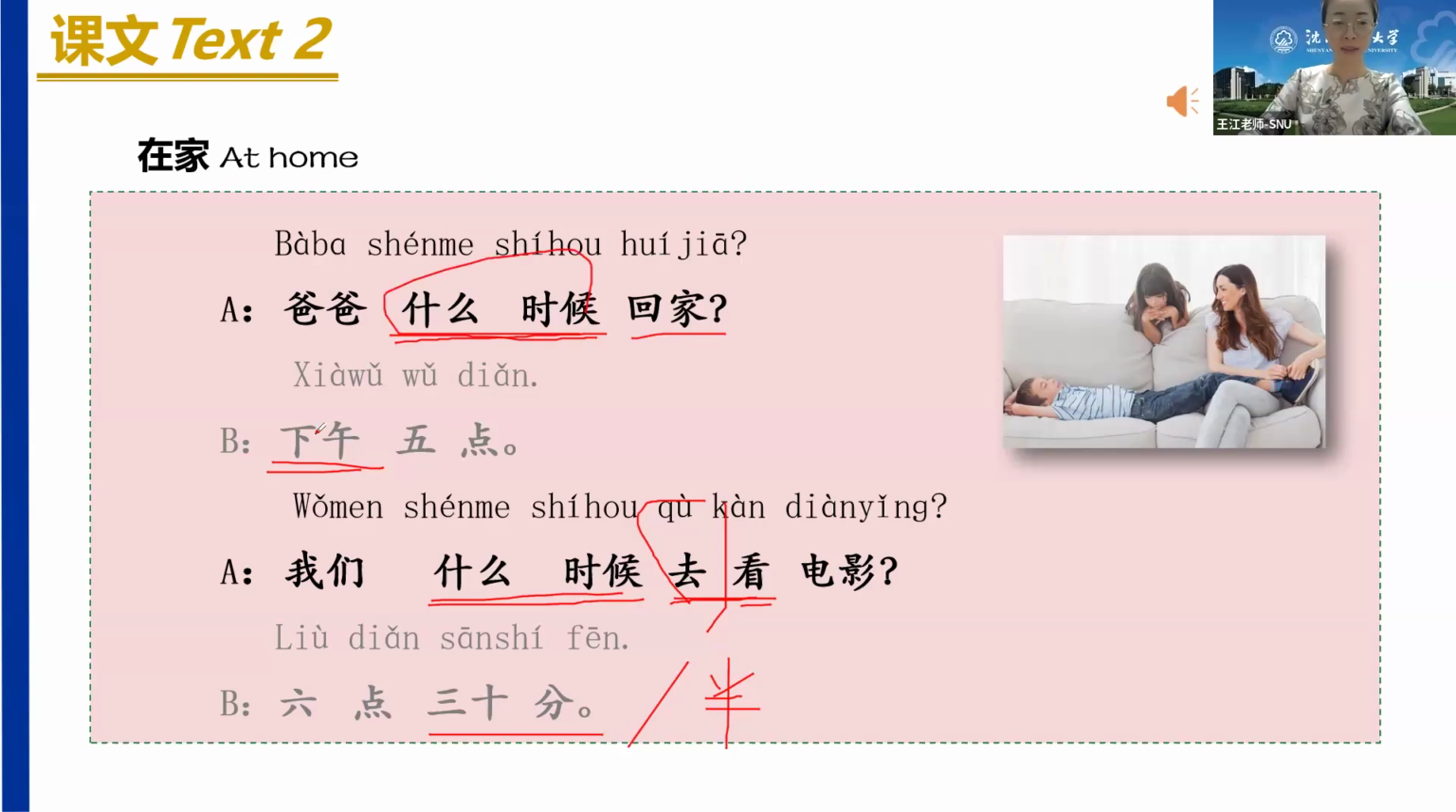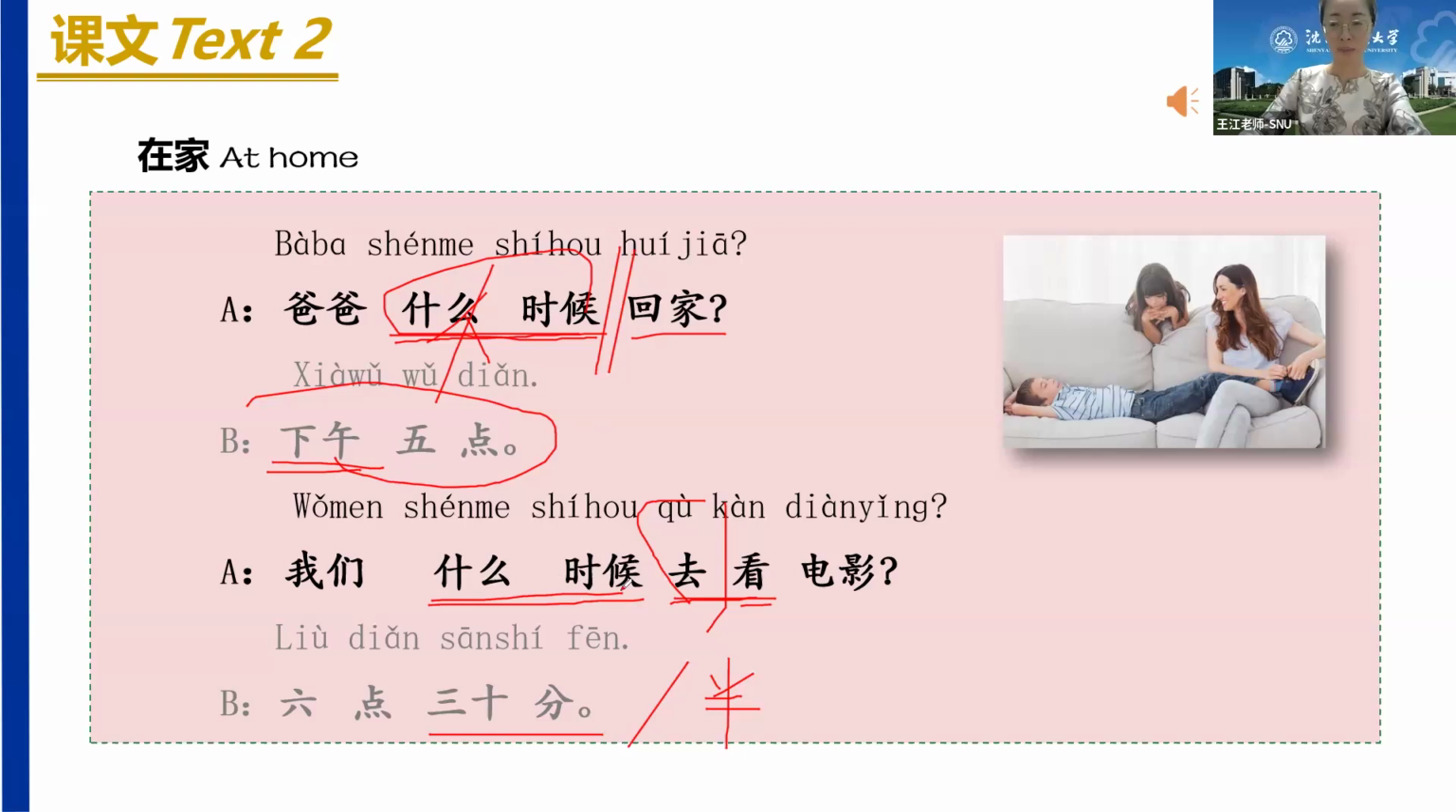And you just need to put your answer to take the place of 什么时候 So the time word will be put behind the subject and before the predicate. Okay? 爸爸下午5点回家。 So at 5 o'clock in the afternoon.